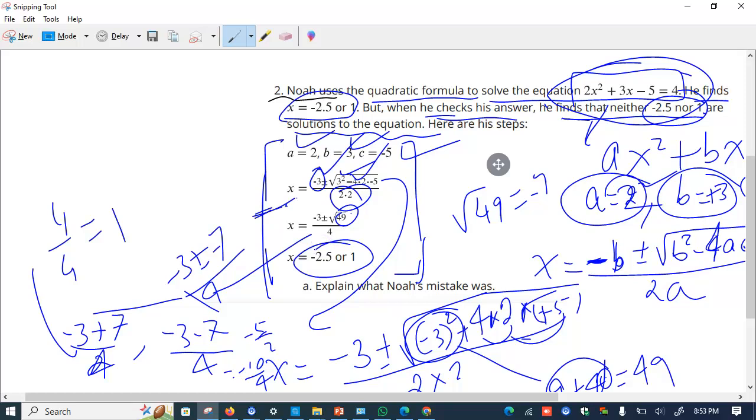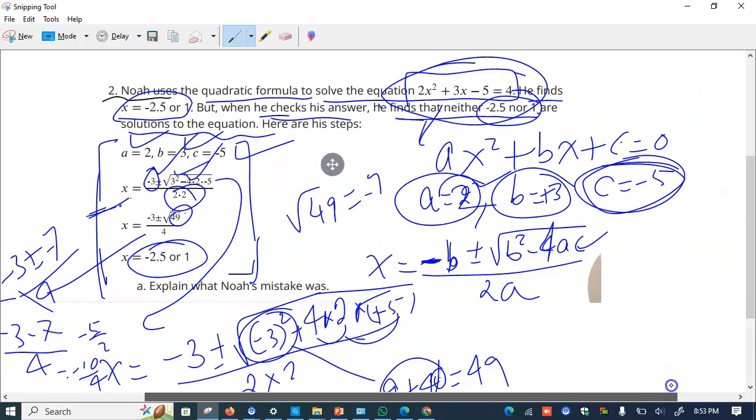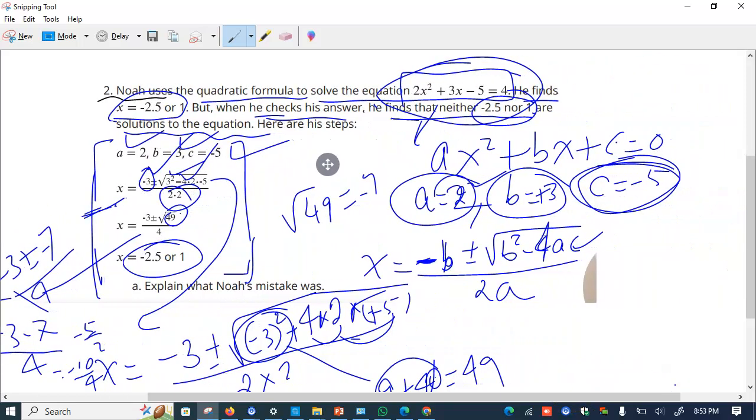But where is the mistake? Can you pause this video and figure out where the mistake is? And the mistake is, remember the quadratic formula can be used only when the equation is equal to 0. Look at this. But here there was a 4. So how can he use the quadratic formula? He cannot. That's wrong. So we need to get a 0 on this side.